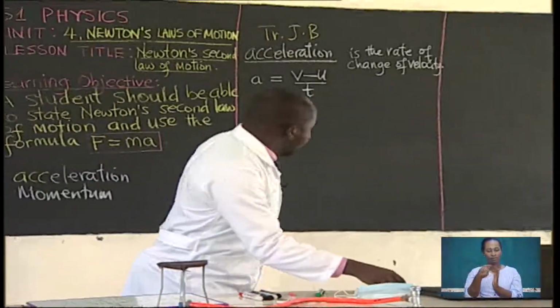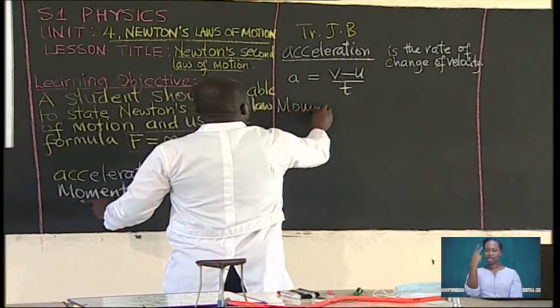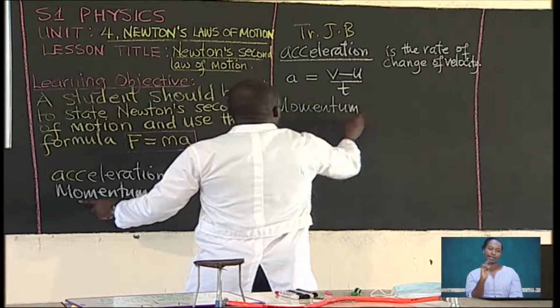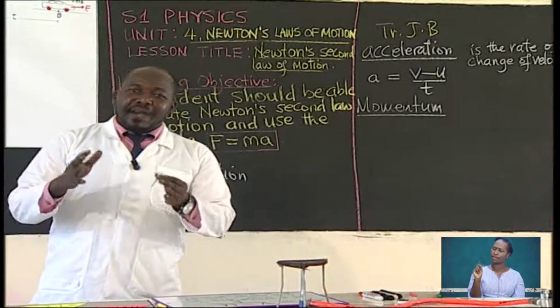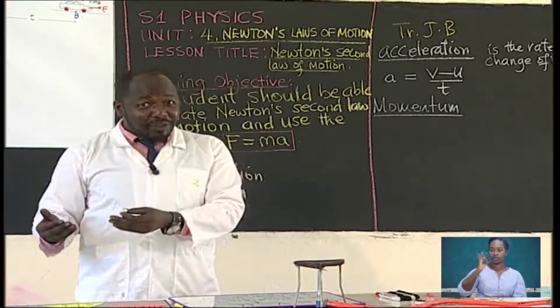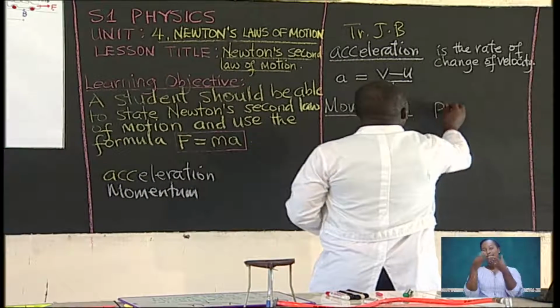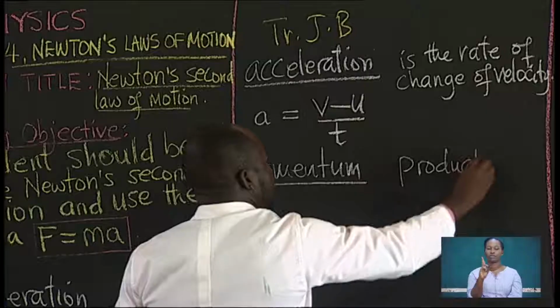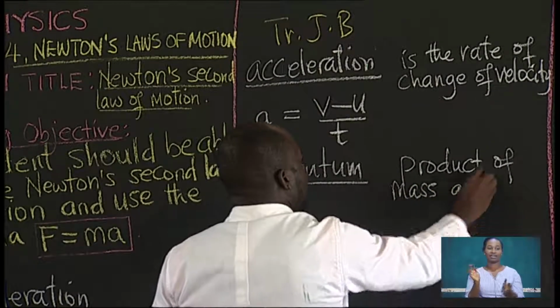Then the second idea is on momentum. Momentum, again, try to remember what it means. Momentum is a quantity of a body which is in motion, and it is given as a product of mass and velocity.